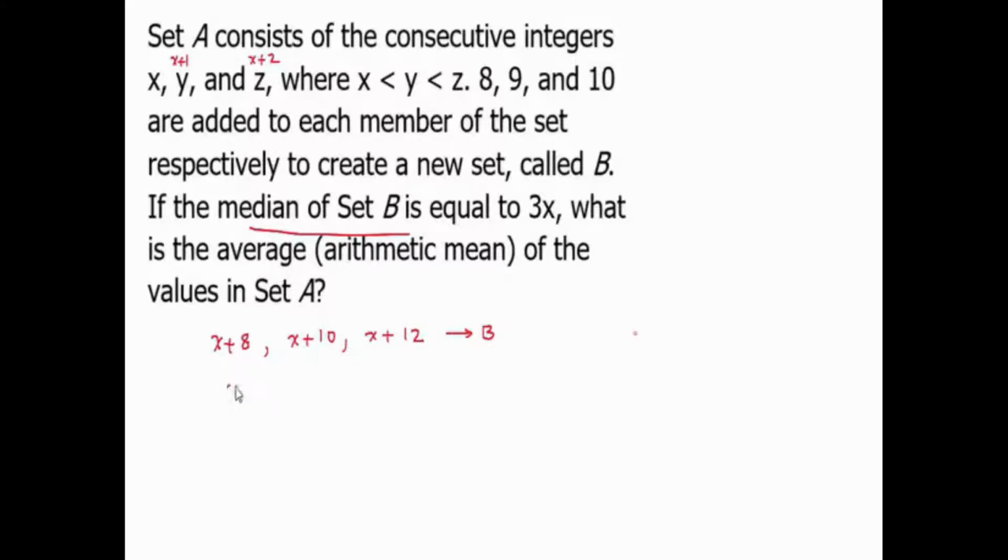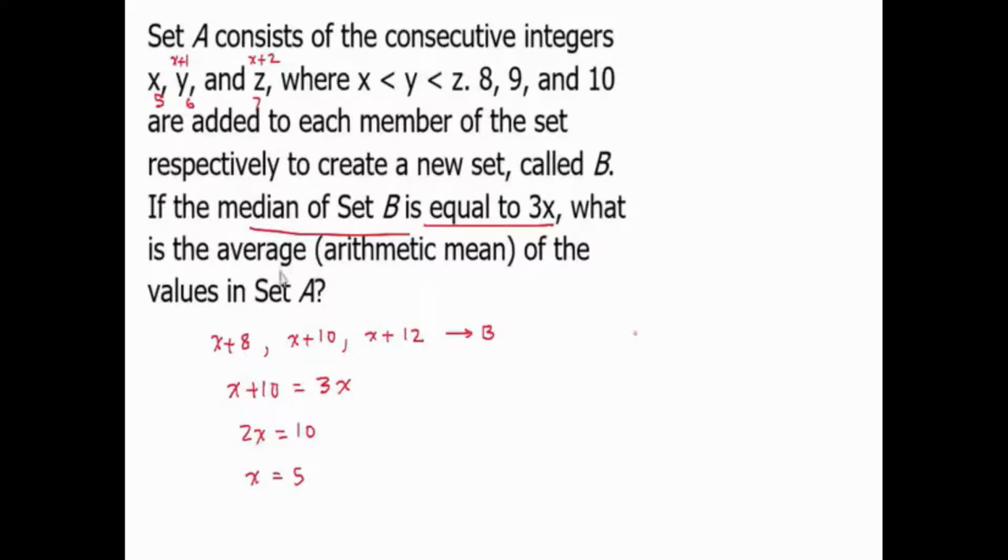The x plus 10, the median, is given to be equal to 3x. This is the key in this problem. And then we can solve for x, take x on the other side, meaning subtract x from both sides. So we have 2x is equal to 10, and therefore x is equal to 5. So we have our numbers. The numbers are 5, 6, and 7.